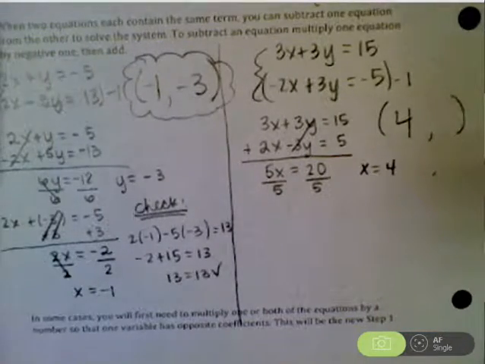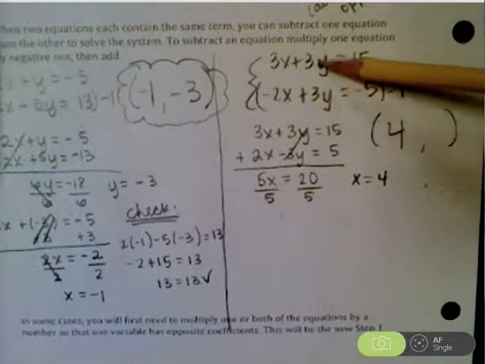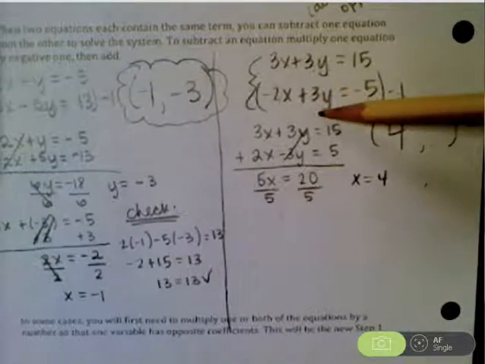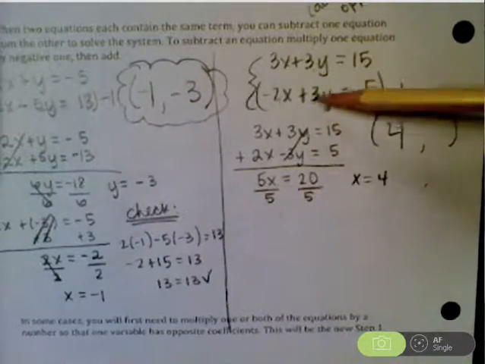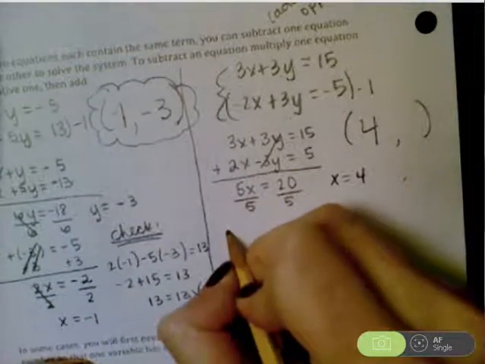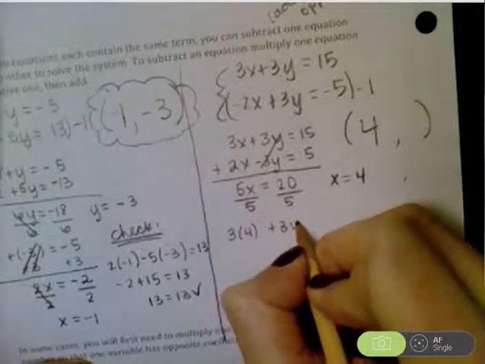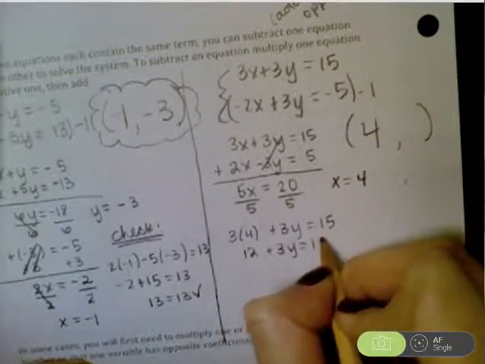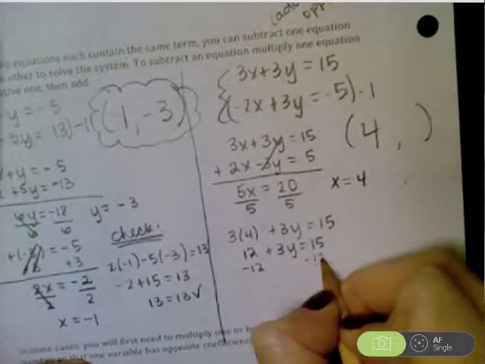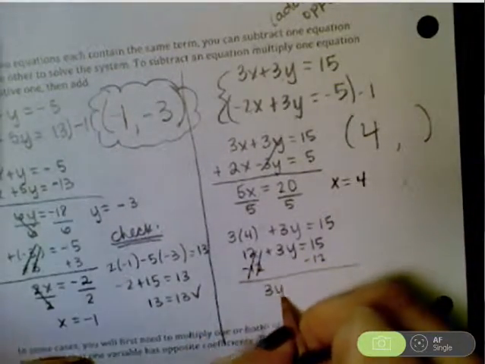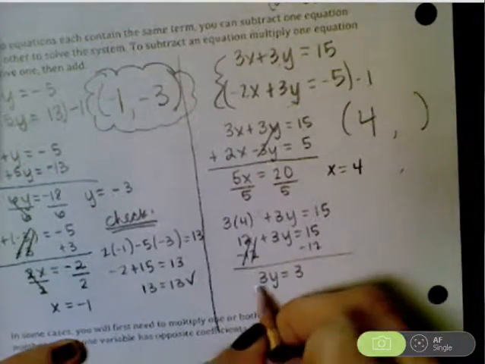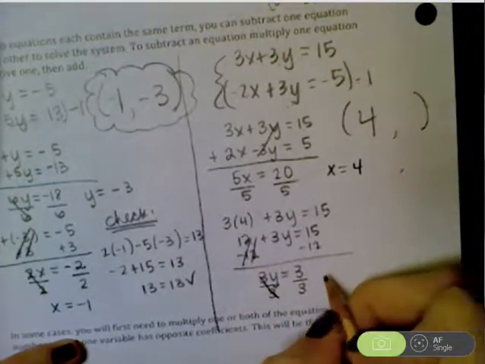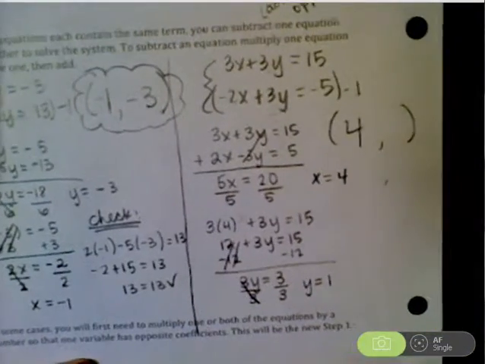Now that I know x is 4, how do I find y? It doesn't matter which one you use. Use one of the original equations, not the one that you changed. So I'll plug it into the first one. 3 times 4 plus 3 times y is equal to 15. So 12 plus 3y equals 15. Take away 12. And divide by 3. So y is equal to 1.